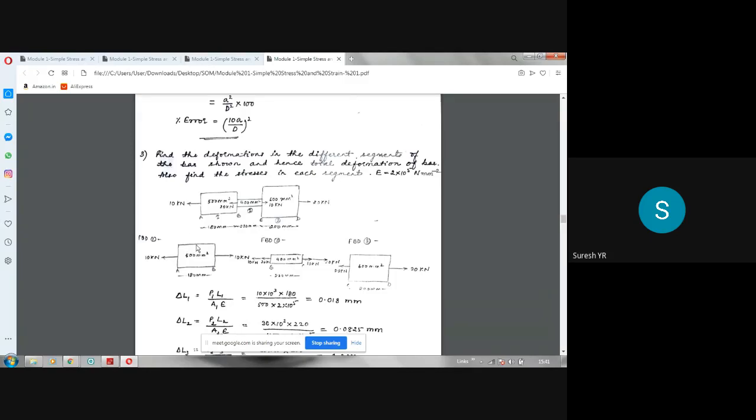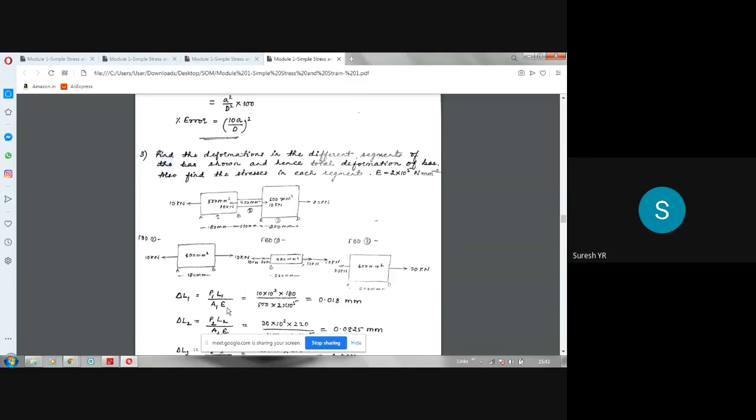Now, one by one we will take delta L1 for this, delta L2 for this, delta L3 for this. So delta L1 is P1 L1 by A1 into E. P1 is here 10 kilonewton, L1 is 180 mm, A1 is 500 millimeter square, E value 2 into 10 power 5. So this kilonewton should be converted to Newton. Be careful here, because stresses we are expressing in Newton per mm square, Young's modulus in Newton per mm square. So kilonewton should be converted to Newton, and meter, centimeter should be converted to millimeter.